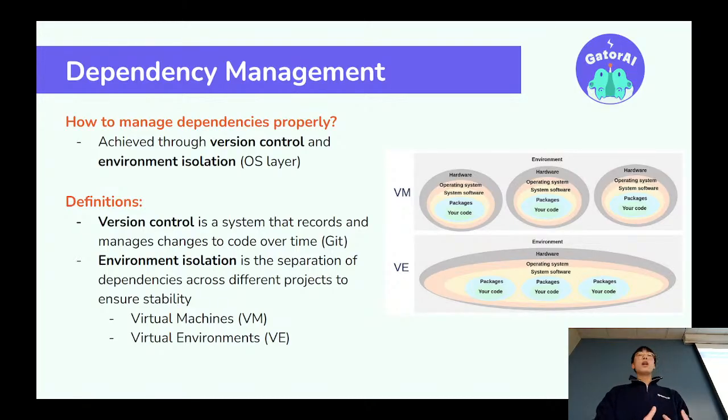Environment isolation. Environment isolation is the separation of dependencies across different projects to ensure stability, right? And in most cases, environment isolation is usually separated into virtual machines and virtual environments. These are two of the biggest types of environment isolation. There's a lot more though, right? So we can see here on the right-hand side virtual machines and virtual environments and how they isolate the dependencies.